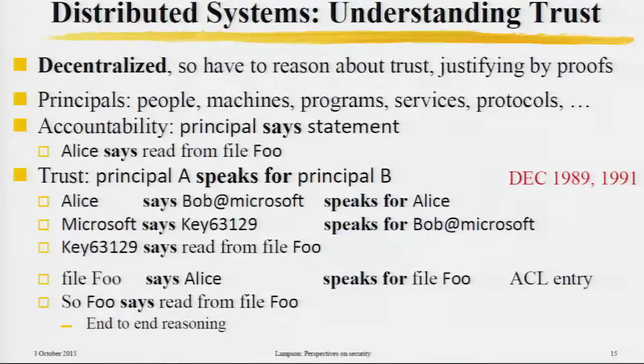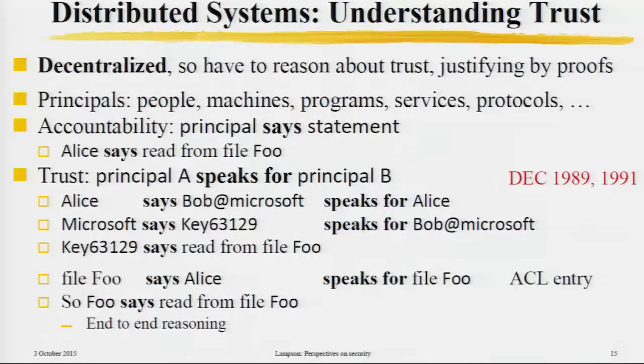A wrinkle that was thought of a little bit later was the notion that you can encode an access control list entry as one of these statements. So file foo says that Alice speaks for file foo. And now, from all of these previous things, you can conclude that foo says read from file foo, which is an appealing sort of end-to-end reasoning. You don't have to make a distinction between the authentication and the access control. They all fit together into the same reasoning structure. And these ideas were worked out by myself and several of my colleagues at DEC, and they've been reinvented a number of times since then.